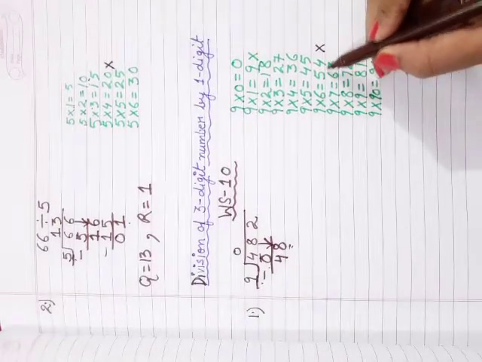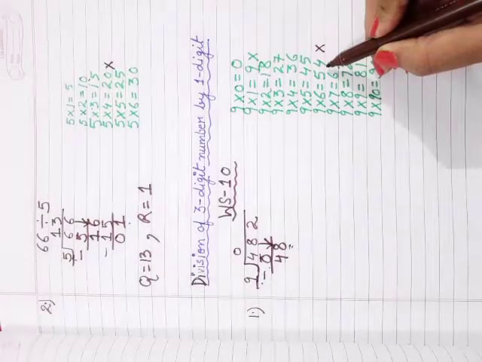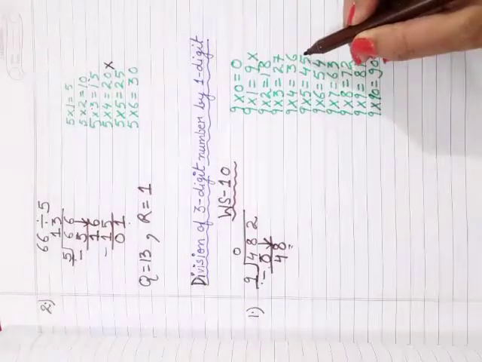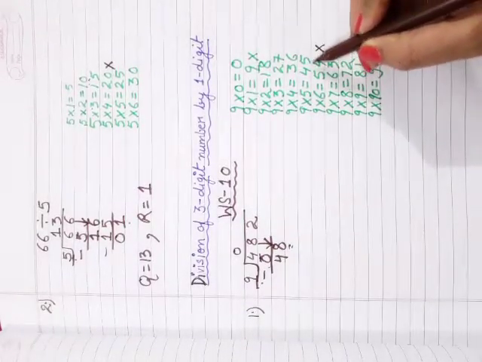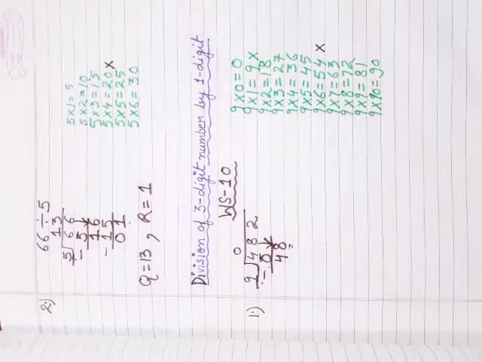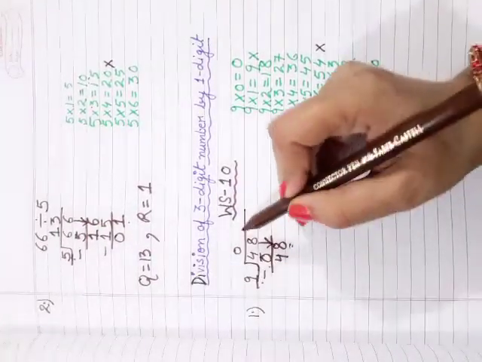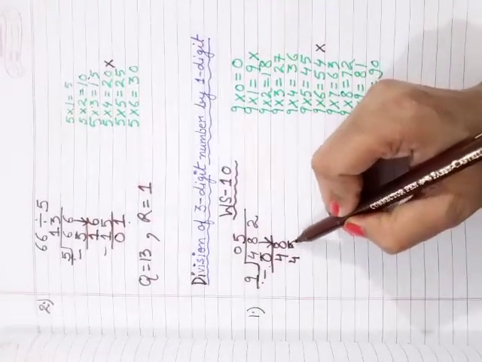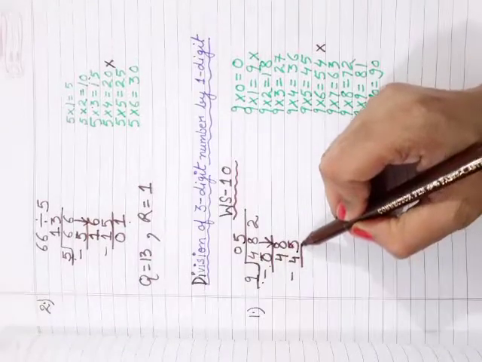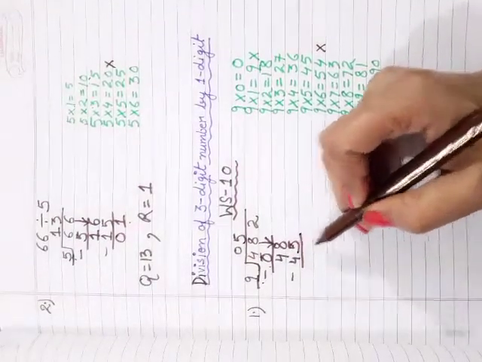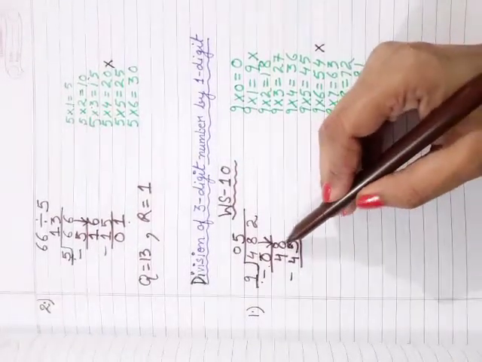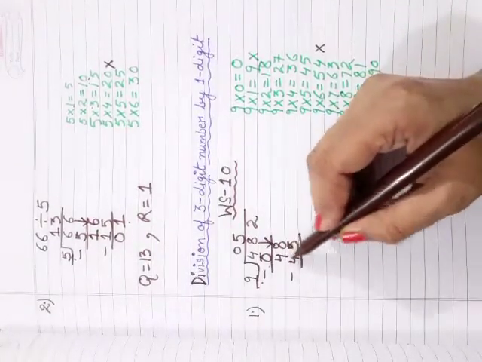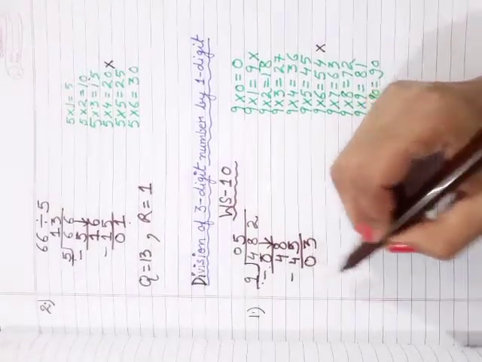We have to recite the table only up to 54. But we should not write 54. So we have to move one step back here. So we will choose 45. That means we will write here 9 5s are 45. Now again we will subtract 48 and 45. Now 8 minus 5 is your 3 and 4 minus 4 is your 0.